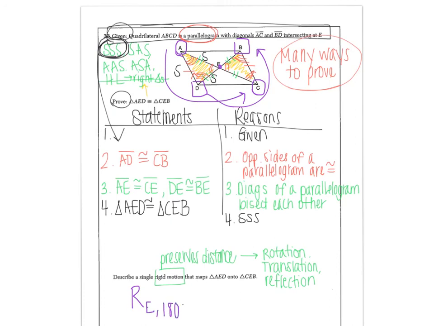180 degrees. Now if you also saw that we could possibly reflect here, you're correct. Remember that on a graph, a rotation of 180 is the same as a reflection through the origin. And the origin in this particular case is E. So we can reflect over point E. Either one of these answers would be acceptable.